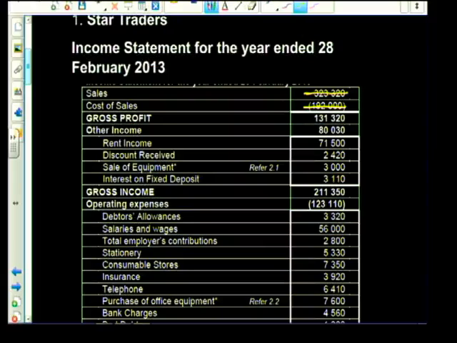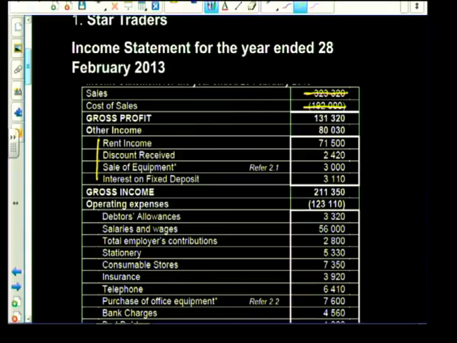Gross profit we work out by taking sales minus cost of sales. We're going to work that out in our income statement, in our correct one. Then we've got a set of other income, and the inexperienced bookkeeper has put in rent, discount received, sale of equipment, and interest on fixed deposit. Have a look at that and think about what's wrong with it.